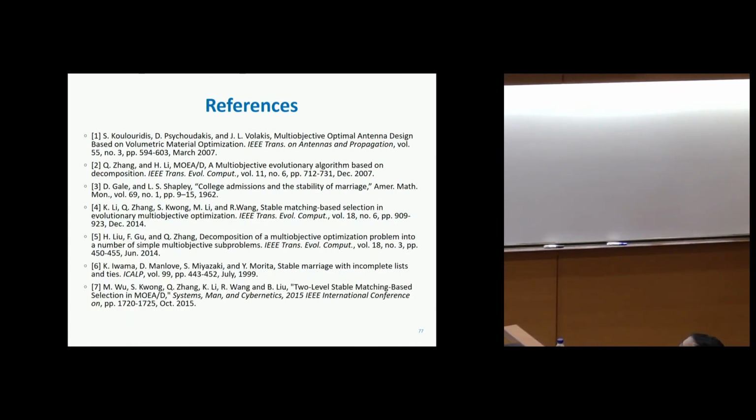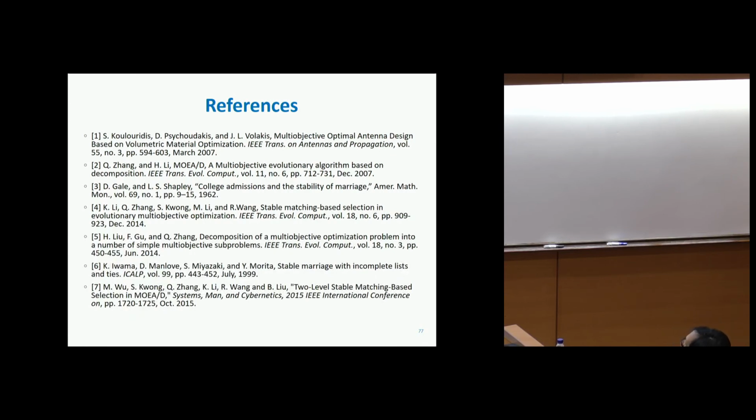The first one is the one I mentioned to you, on multi-objective optimal antenna design. The reference 2 is MOEA/D, the original algorithm. And reference 3 is the work I did. I was inspired by this work, college admission and the stability of marriage. This work was done in 1962. It's nothing new. So 4 is the one where we first applied stable matching to the selection. And Ching-Fu later came up with the multi-objective problem decomposition. And this one, with incompleteness, is from 1999. So they came up with the stable matching and proved that it is still robust.